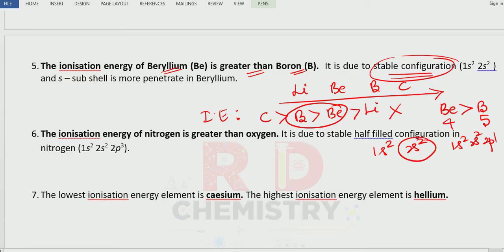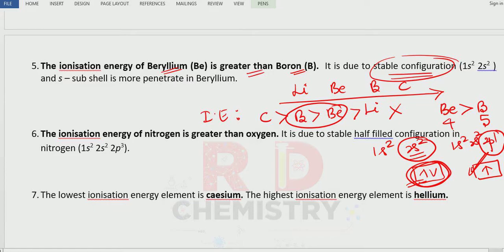For beryllium, the electron should be removed from the 2s, and in the 2s there are 2 electrons. From boron you have to remove only one electron, correct? We have to remove the electron from the 2p orbital, but only one electron. It is easy to remove a single electron when compared to a paired electron. Paired electrons have a stable configuration.